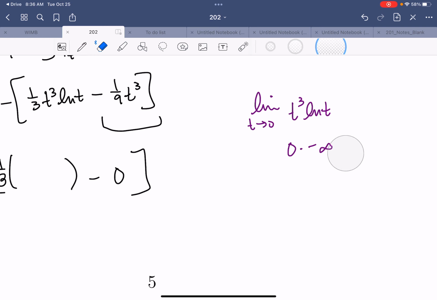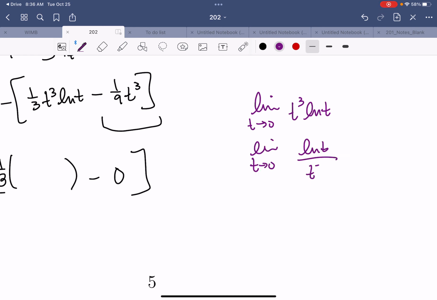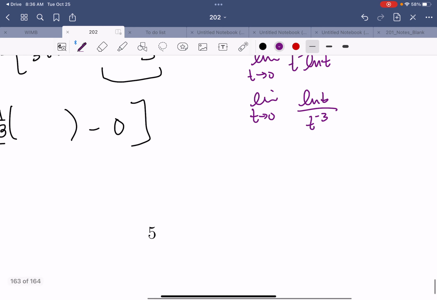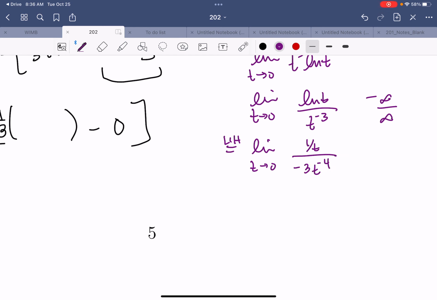So what we need to do here is move the t down to the bottom. So this is the limit as t goes to 0 of ln t over t to the negative 3. And then we have something that's infinity over infinity, or negative infinity over infinity. And we are going to be able to use our L'Hopital's rule. So by L'Hopital's rule, this is the limit as t goes to 0 of 1 over t times negative 3t to the negative 4th.